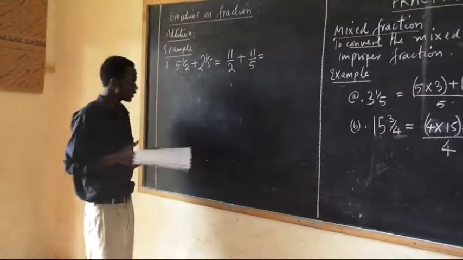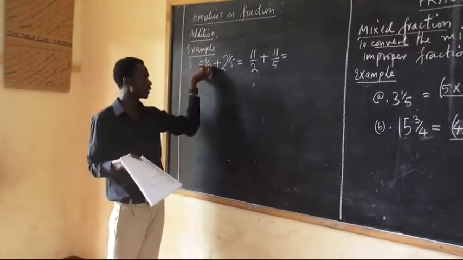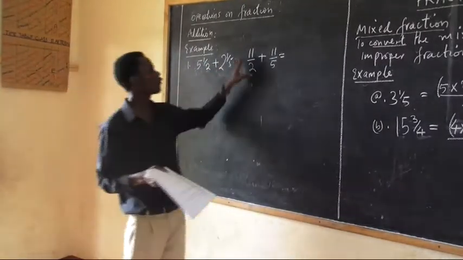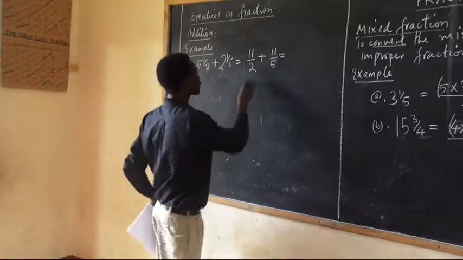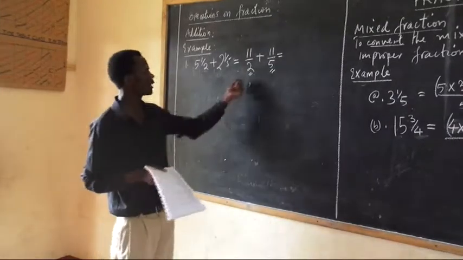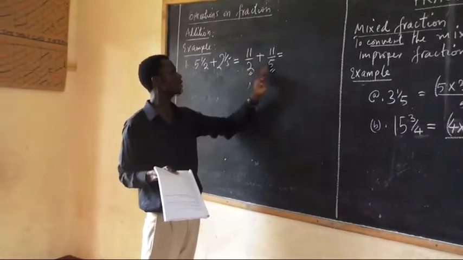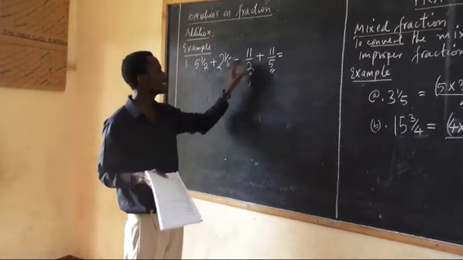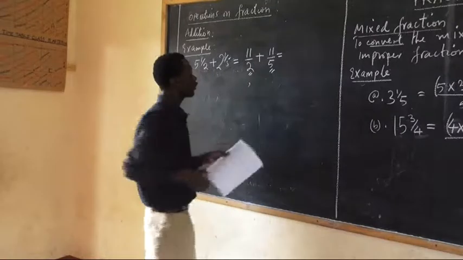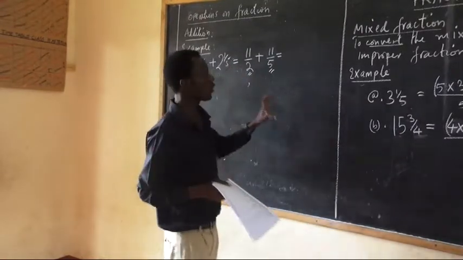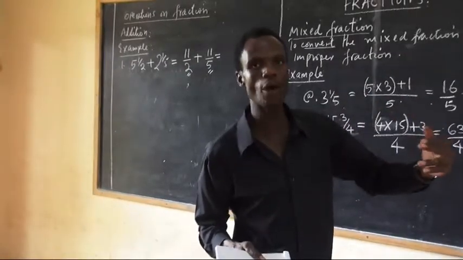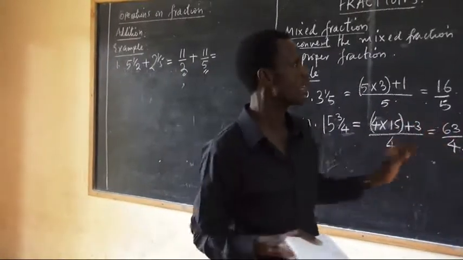Now after you have changed this one and this one into improper fraction, now we need to find out this one. You find the LCM. We just call it the LCM for the name of the denominator. Unatafuta KDS ya hizi namba za chini. You find the LCM for this denominator. Now in order of finding the LCM, we have not learned about the LCM. Hatujajifunza kuhusiana na LCM.